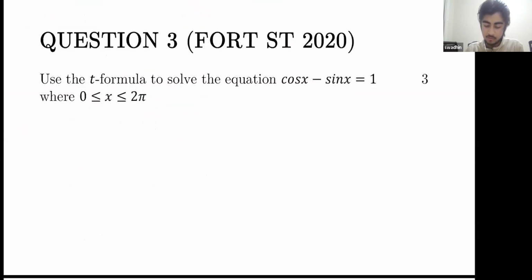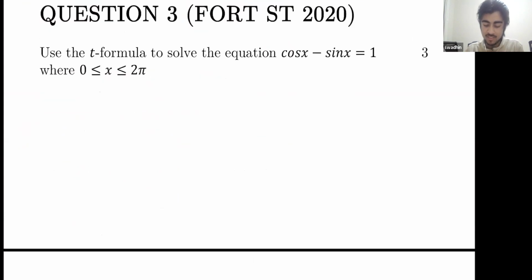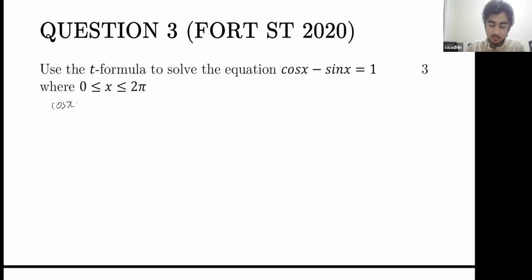All right, this question is from 4th Street, and it asks us to use the t formula to solve this equation. You have to be familiar with the t formula here. The t formula for cos x is going to be 1 minus t squared on 1 plus t squared. And the same for sine x is going to be 2t on 1 plus t squared. And we want to solve this equation for 1. So let's do it.